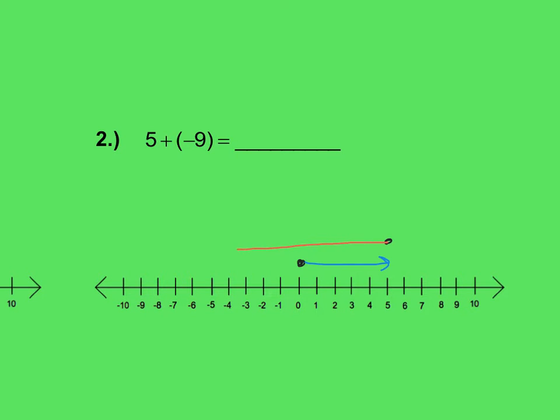So again, we're modeling the picture. I went 5 positive, and then I went backwards negative 9 spaces, and I ended up at negative 4. Okay, that is math that you should have done last year.